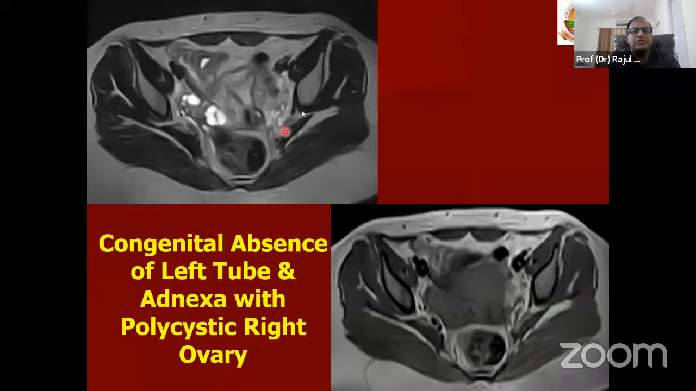So this is the rare case where we could not see the ovary, as well as we could not see any indication that the cornua is present. So we said that we could not see the ovary as well as the adnexa on the left side, and on laparoscopy they found that there was a complete absence of the left tube and the adnexa, and there was a polycystic ovary on the right side.